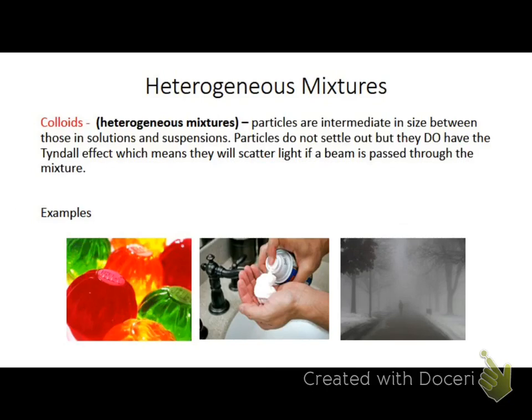Okay? So there are some examples of colloids. We have shaving cream, jello, gelatin, and fog as 3 good examples of colloids. Paint is another example of a colloid.